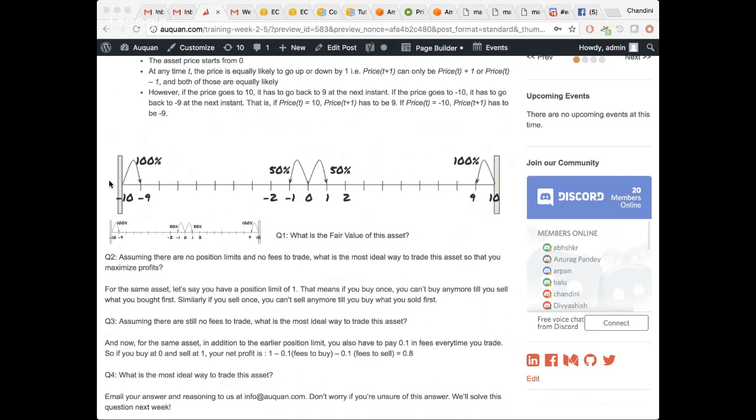And now you can do whatever you want after that. But if it goes from 0 to 1, you sell at 1, and now it goes to 2 and you want to sell again, that's not possible because you have a position limit of 1, so you can only trade once. So now in that scenario, what is the best way to trade the stock?